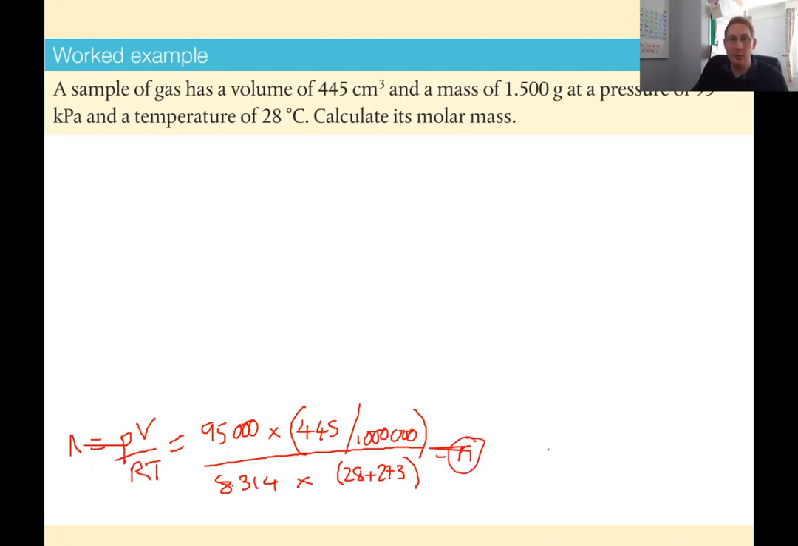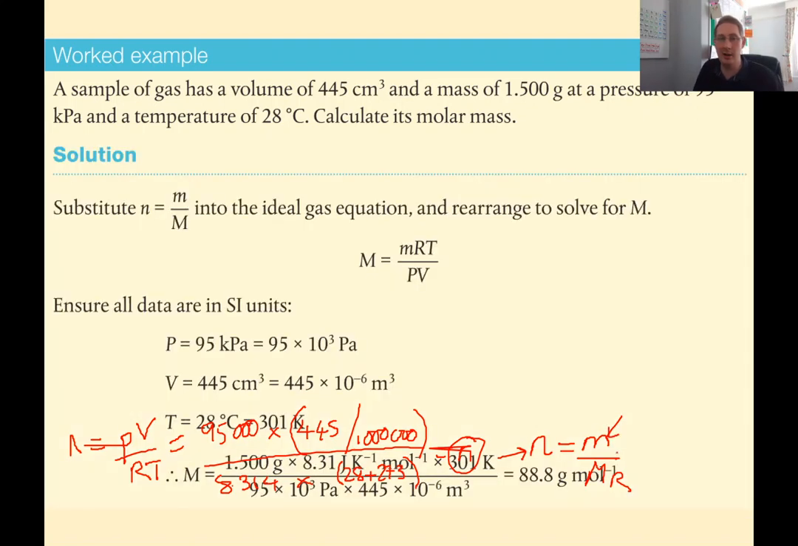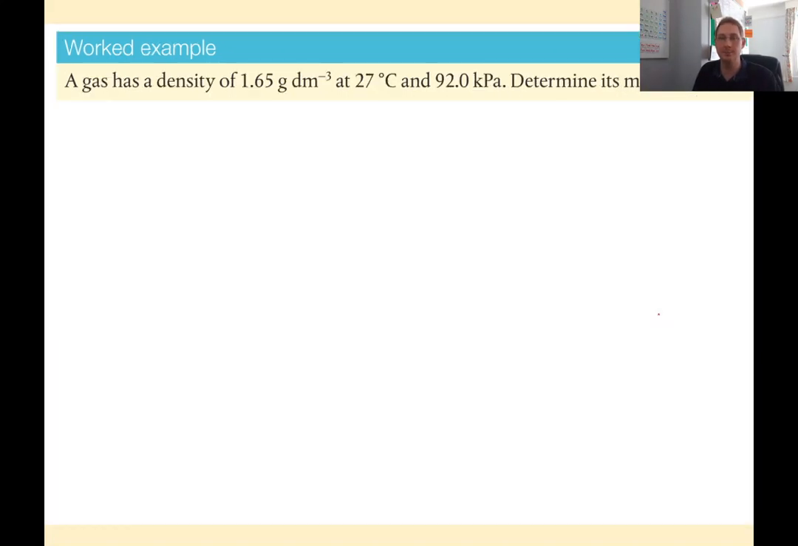From that, we know the mass of it, so from the equation, number of moles is mass over Mr. We now know the number of moles and we know the mass, so we can work out the Mr. It's a bit messy down there, but you can see that it eventually works out at 88.8 grams per mole.